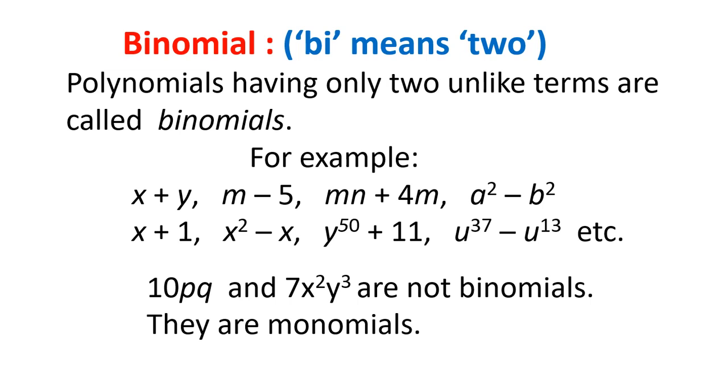So x plus 1, x squared minus x, y raised to power 50 plus 11, u raised to power 37 minus u raised to power 13, etc. are all examples of binomials. 10pq and 7x squared y cubed are not binomials. Just to emphasize again, to see the difference between monomials and binomials: binomials have two unlike terms, and monomials consist of just one term.